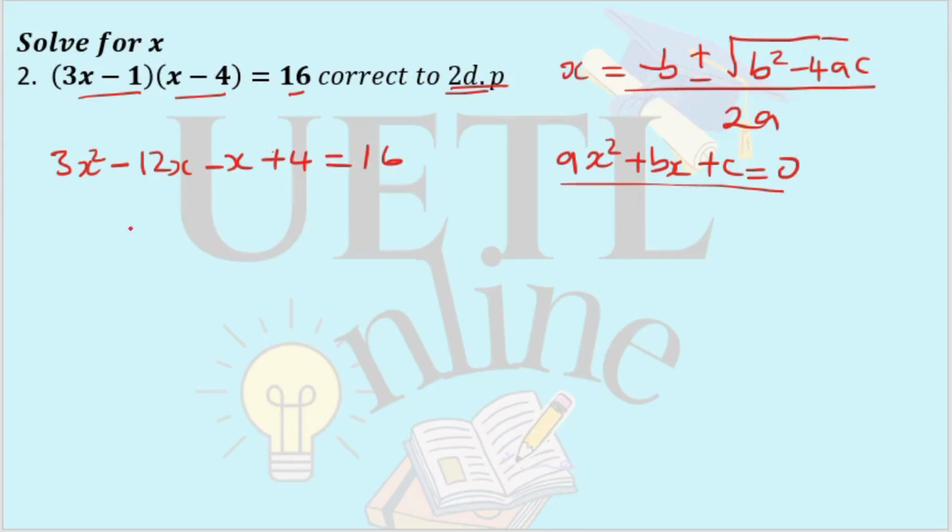Then we simplify, it becomes 3x squared minus 13x. Then we take the 16 to this side and change the sign, so it becomes minus 12.